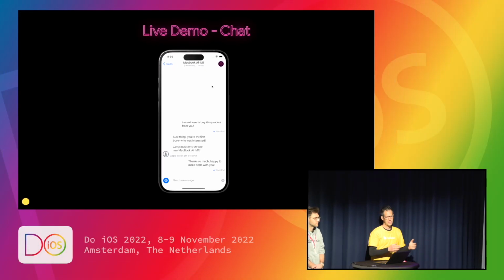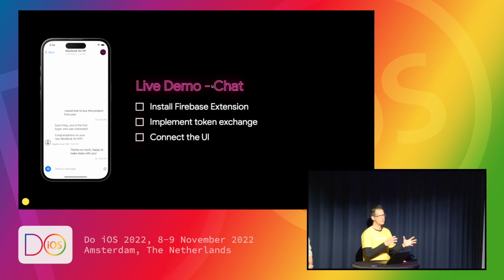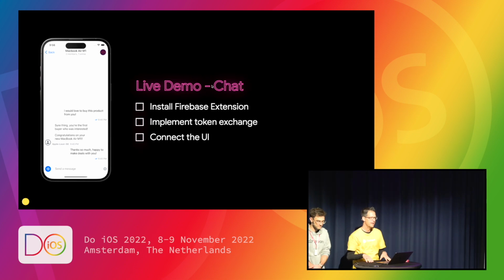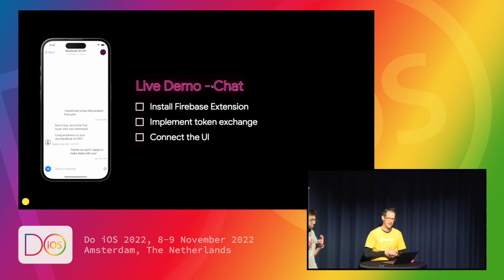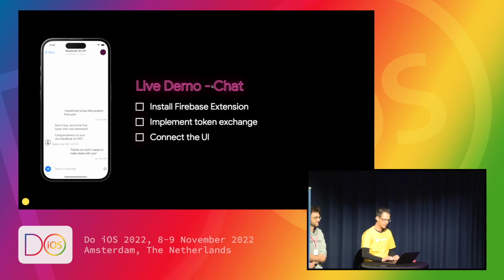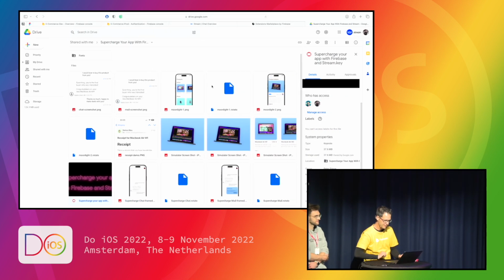Let's take a look now at how to implement this into our application. So what we want to do now is switch from the slides to actual code to implement the chat functionality. And there are 3 steps that we need to take. First, I'm going to show you how to install the extension and configure it. Then we're going to implement token exchange, and Stefan is going to take care of that and connect the UI. So, fingers crossed.